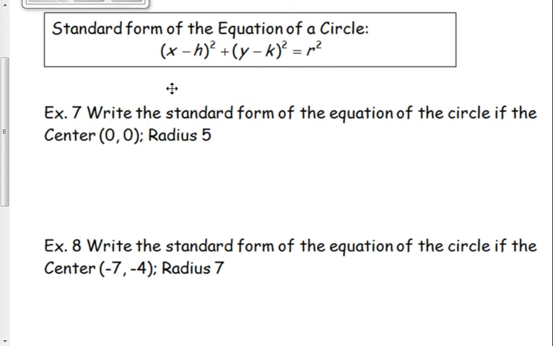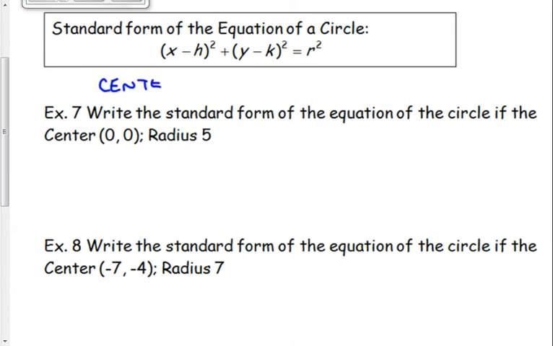Okay, this brief video is to cover writing the equation of a circle or getting the center and the radius of a circle from the equation. In the same lesson, there's also going to be a brief review of the midpoint formula and the distance formula for lines or points.